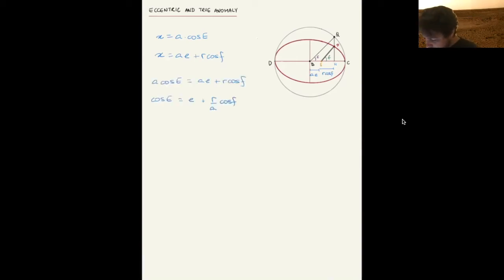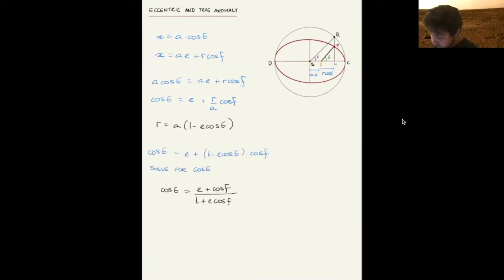So we have here a relationship that depends on r over a, and to solve that, we make use of the relationship that we already found for the radius vector in terms of the eccentric anomaly, which was r is equal to a times 1 minus e cosine of big E. So plugging this radius vector into the equation for cosine E, and now solving for cosine E, this is the relationship between the eccentric anomaly and the true anomaly.